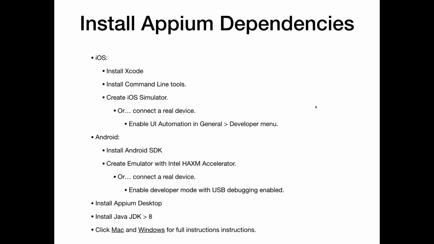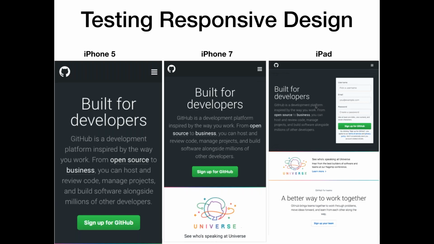And you have to install the Appium desktop, which is essentially the Appium server. Make sure you have at least JDK 8 Java. And later on, I will give you more links to the install instructions for Appium and other helpful links as well.